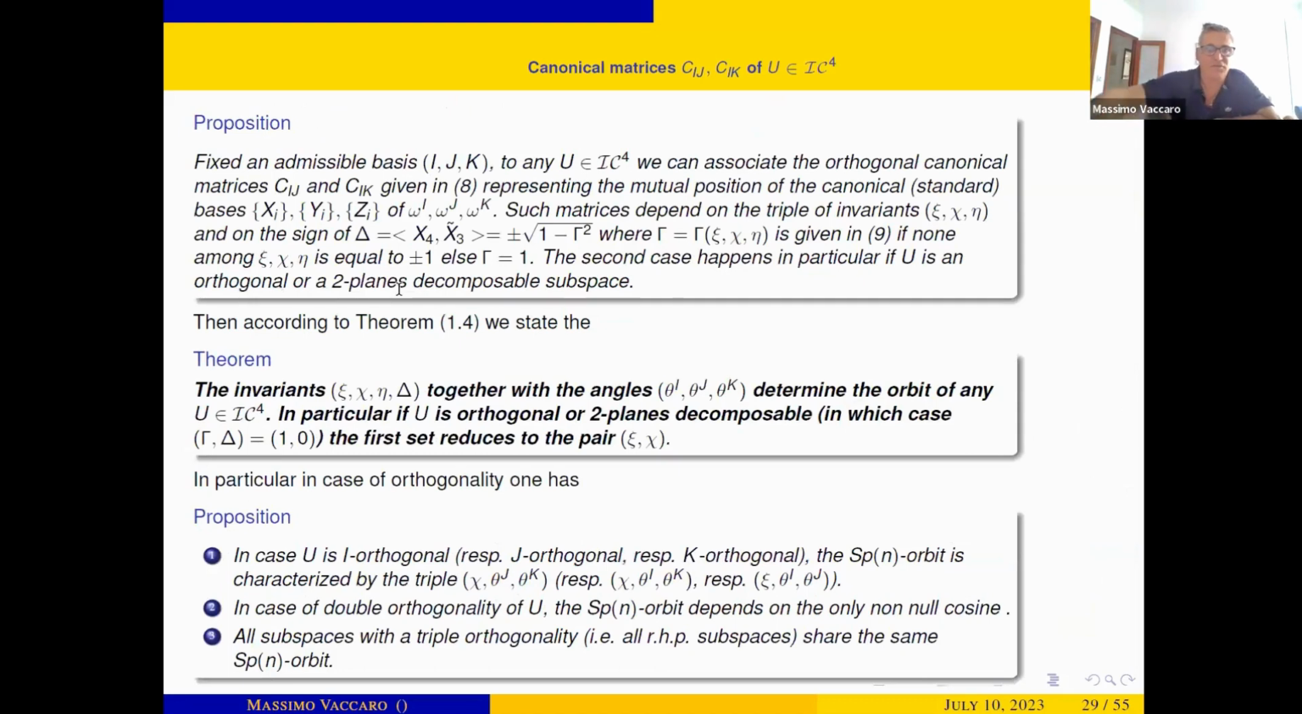So here I state the theorem: the invariants xi, chi, eta, and this big delta, together with the principal angles, determine the orbit of any 4-dimensional isoclinic subspace. In particular, if U is orthogonal or 2-plane decomposable, which I didn't explain very well, in which case the first set reduces to the pair xi, chi. This is a particular case.